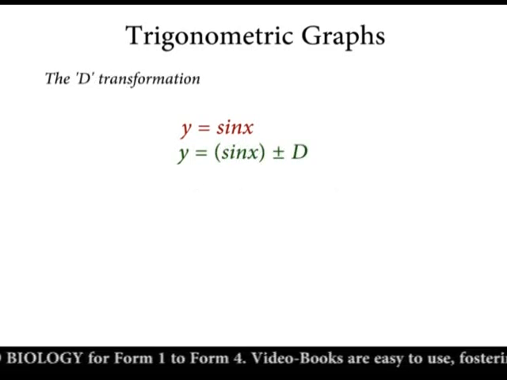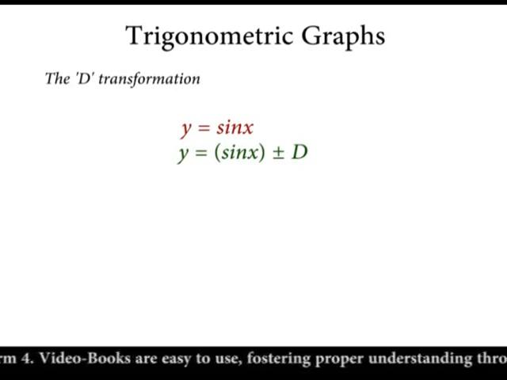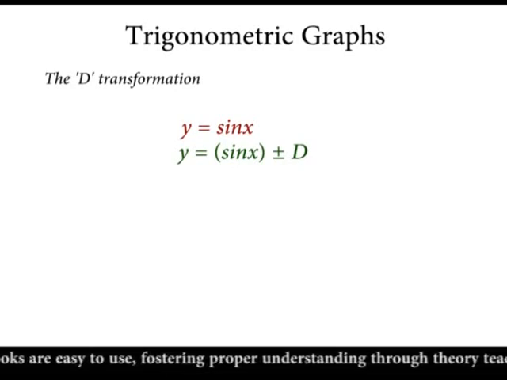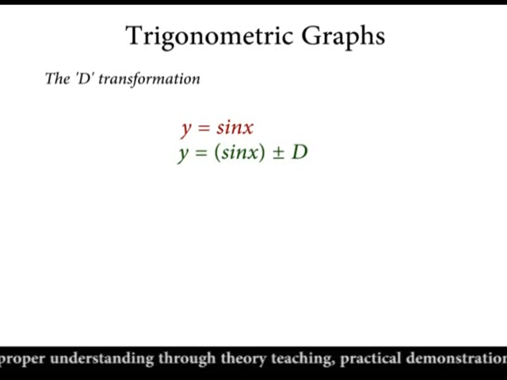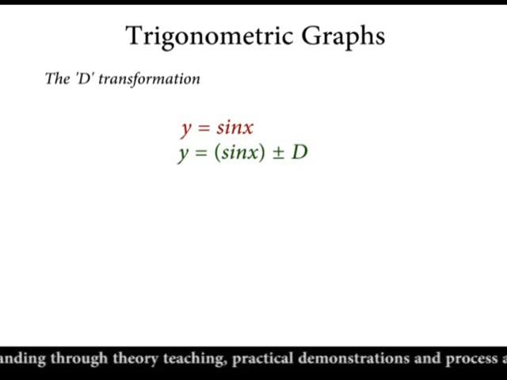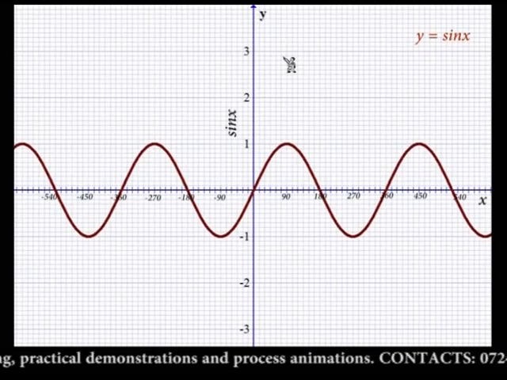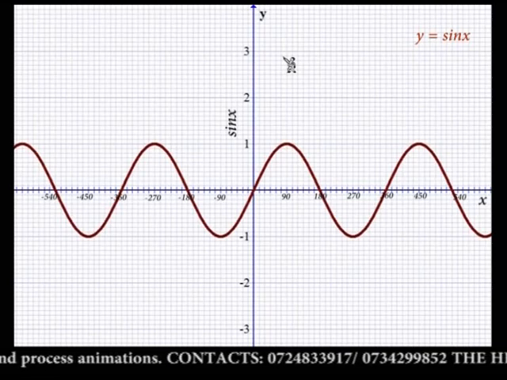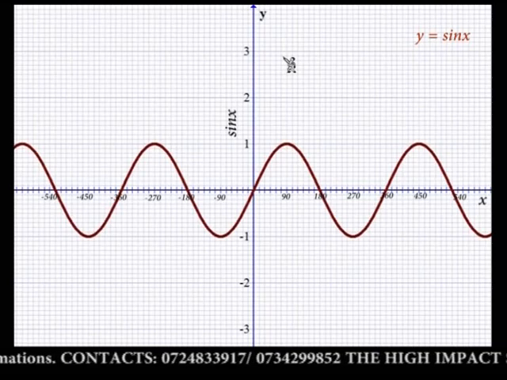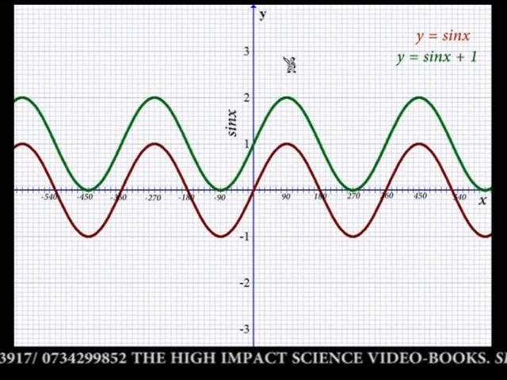Now, the next transformation is called a D transformation, like y is equal to sine x plus d, where a constant d is added or subtracted at the end of the function. Let's see the effects of the D transformation. This is our base function y is equal to sine x. The graph of y is equal to sine x plus 1 will see the entire graph shifted upwards by 1 unit.